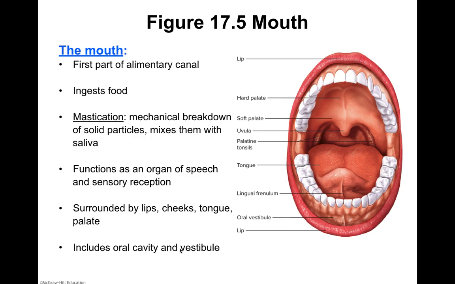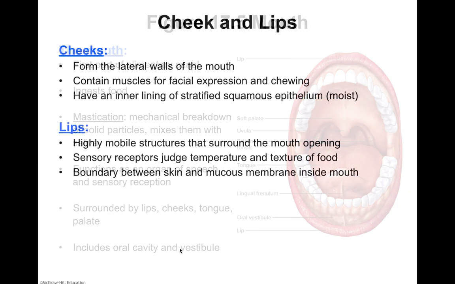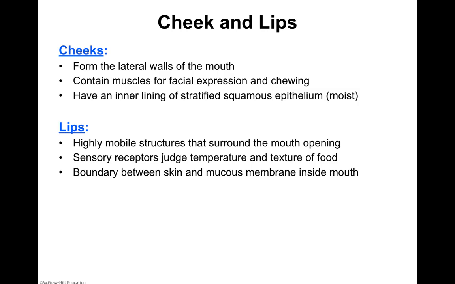It has also got a lot of sensory receptors in there, taste buds, to help us with our food. It's surrounded by the lips, the cheek, the tongue, and the palate, and it will include both the oral cavity and the vestibule. So the cheeks form the lateral walls of the mouth, and they have muscles that are used for facial expression and for chewing.